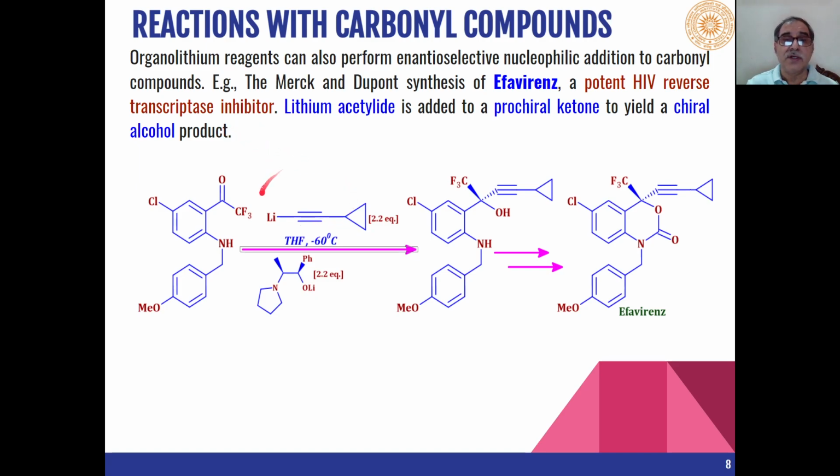So when lithium acetylide is reacted with this prochiral ketone in the presence of this additive organolithium compound, then a reduction of this ketone takes place to give us enantioselective alcohols as the product. Further, on reaction with different substrates, this can undergo cyclization to give us this biologically active HIV reverse transcriptase inhibitor, that is alpha-virenase, as the product.